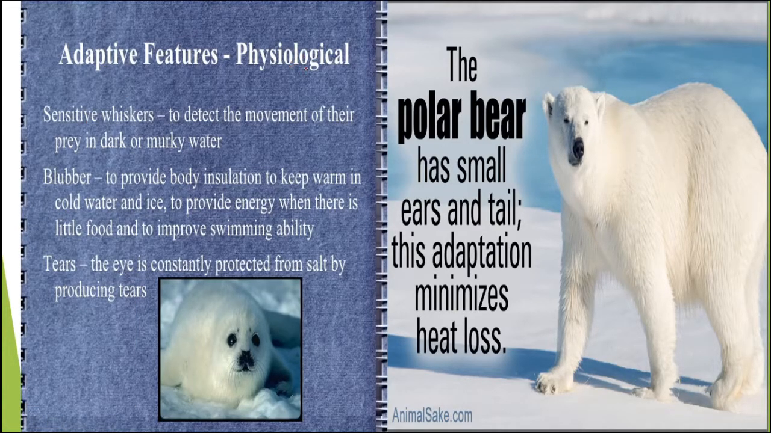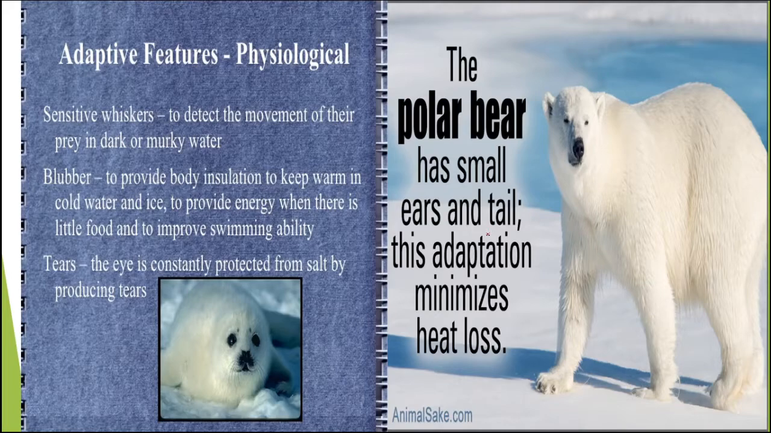Here this is the physiological adaptive feature. You see that sensitive whiskers, that is for detection of the movement of their prey in dark or murky water, for the organisms which are living in water. Then blubber is a layer of fat which is present just beneath the skin in organisms which are living in the cold region. Then tears, the eye is constantly protected from salt by producing tears. Here this is the polar bear which has small ears and tail that minimize heat loss because these are living in the colder region.